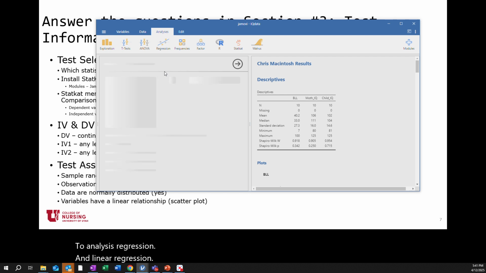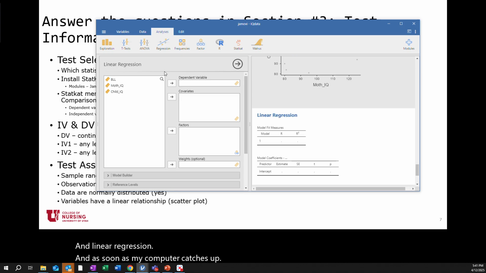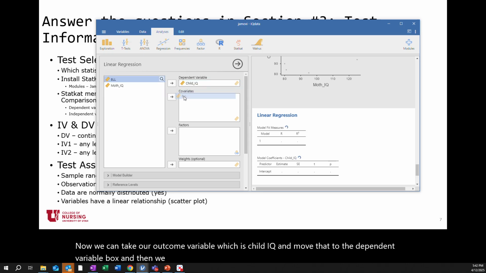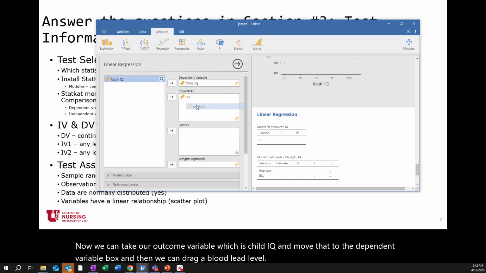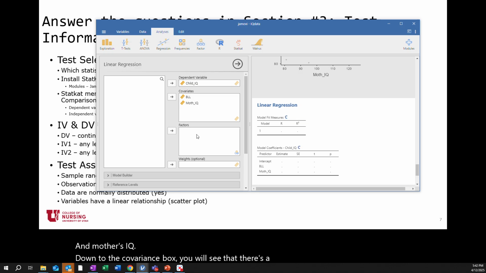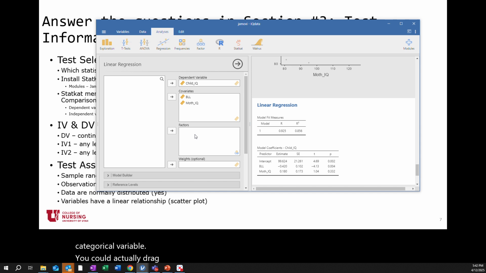And as soon as my computer catches up, now we can take our outcome variable, which is child IQ, and move that to the dependent variable box, and then we can drag blood lead level and mother's IQ down to the covariates box. You will see that there's a factor box here. If you had a categorical variable, you could actually drag it here to the factors box.